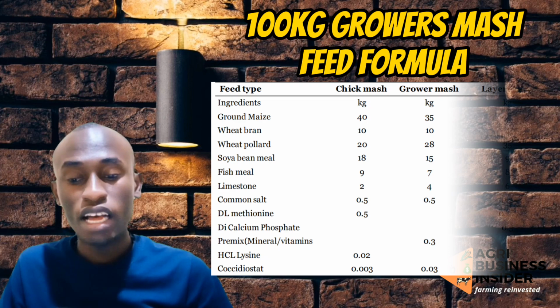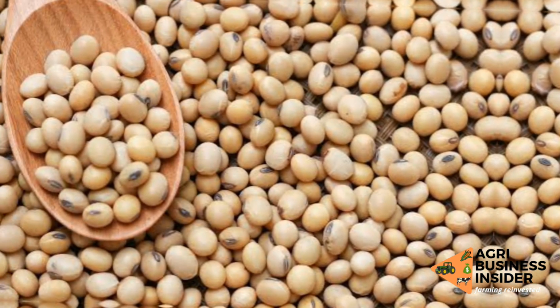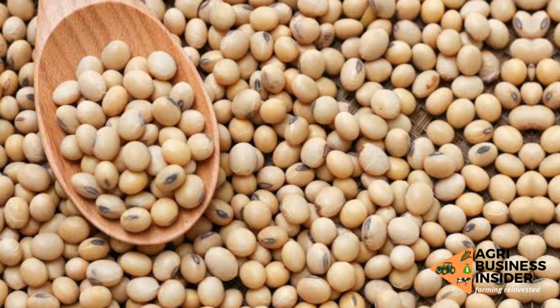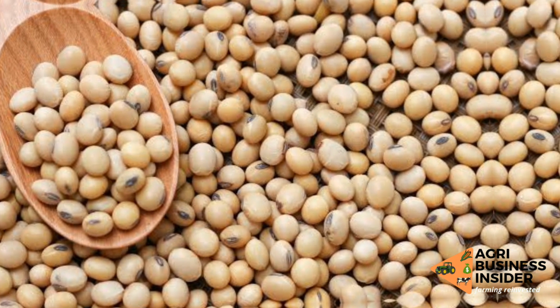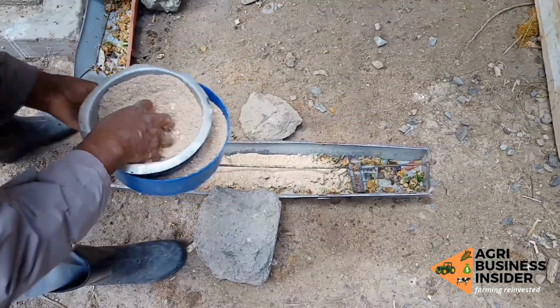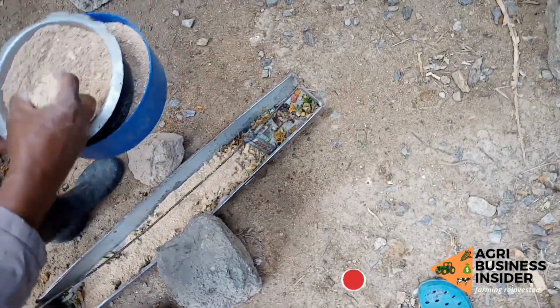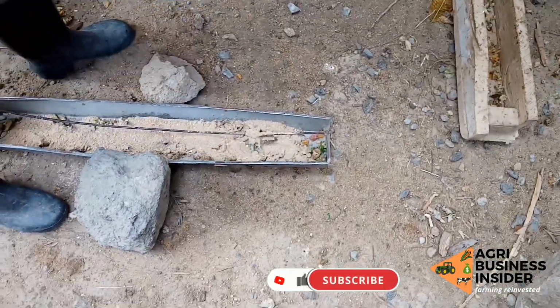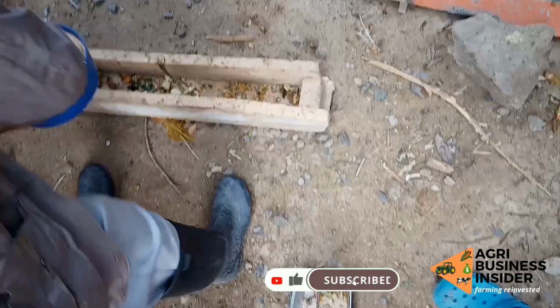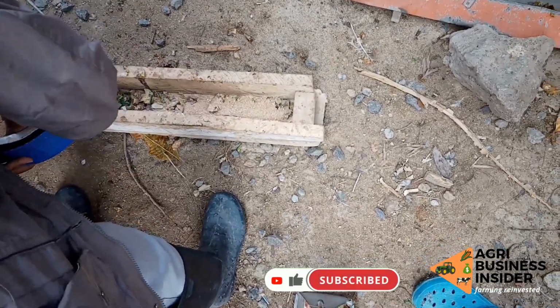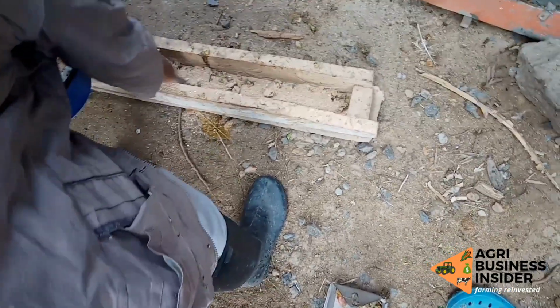And for these soybeans that I'm mentioning here, ensure that it is the roasted soybeans, because these roasted soybeans have been denatured. The enzyme that makes it not digestible to the chickens has been denatured, and now it is easily absorbable into the system of the chickens.